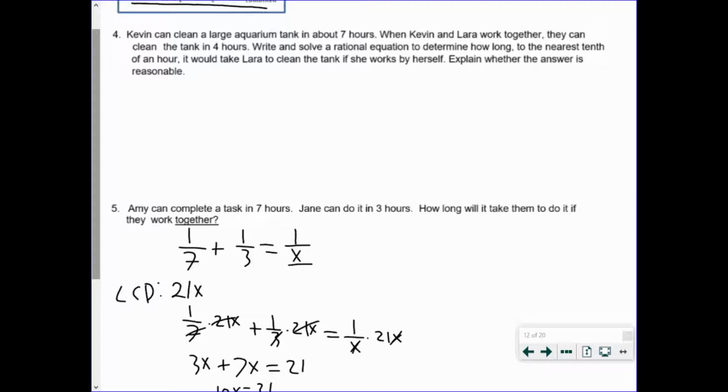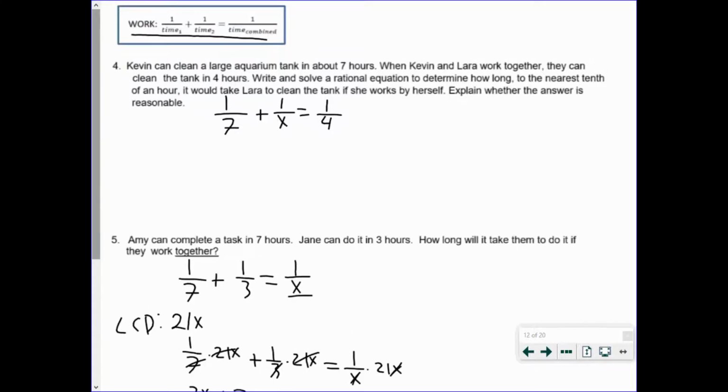So we know the combined time is 4 hours, and we know Kevin's time is 7 hours. What we need to figure out now is how long it takes Laura to clean the tank by herself. So we know that Kevin's time is 7 hours, so it's going to be 1 over 7. So that plus Laura's time, which we don't know, so we're just going to call it x. That's going to give us our combined time of 4.